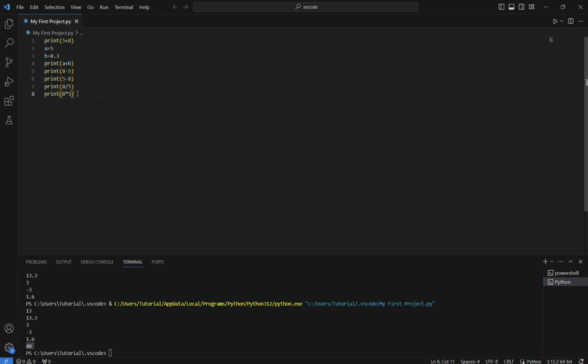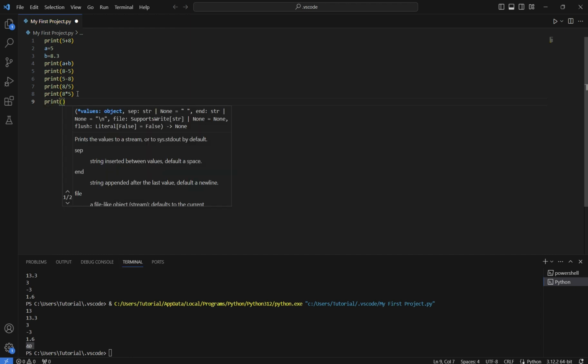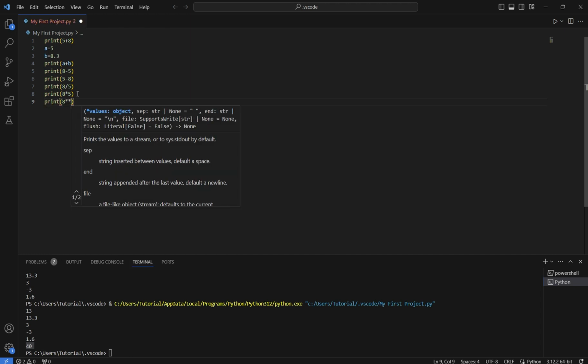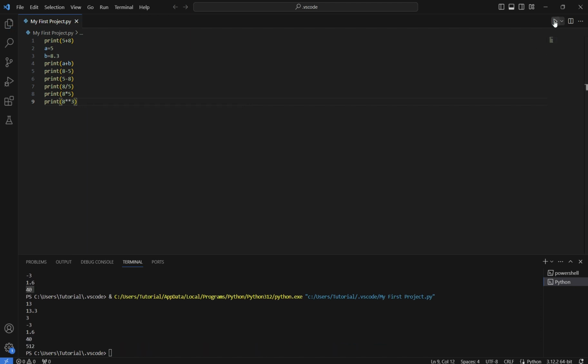The next operator is the double asterisk. The double asterisk signifies exponents. So, if we write print 8 asterisk asterisk 3 and run the code, it will output 512, which is equivalent to 8 times 8 times 8.